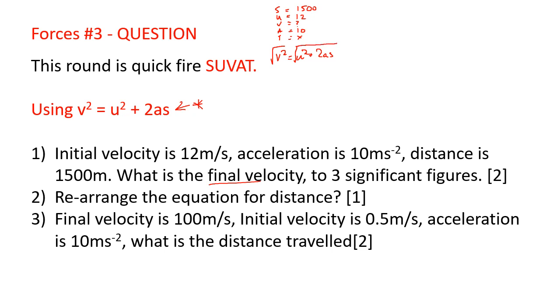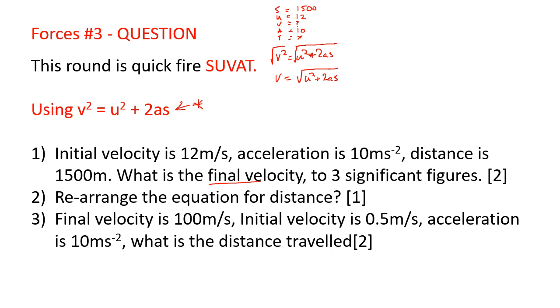A common misconception is people start just square rooting the u squared. No, you've got to square root the whole other side. So now I have v equals the square root of u squared plus 2as. Bigger to make it obvious.